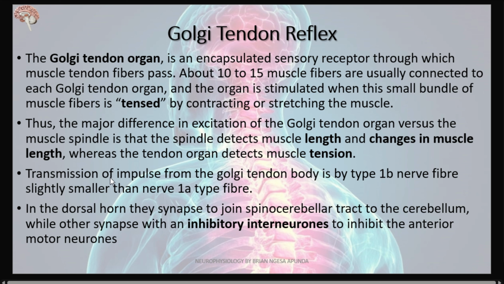The Golgi tendon organ is an encapsulated sensory receptor through the muscle tendon fiber. About 10 to 15 muscle fibers are usually connected to each Golgi tendon, and the organ is stimulated when the small muscle fibers are tensed, by contracting or stretching of the muscle. Thus, the major difference in the excitation of the Golgi tendon versus the muscle spindle is that the spindle detects the muscle length and the changes in muscle length. So remember the static and the dynamic, whereas the tendon only detects the tension.